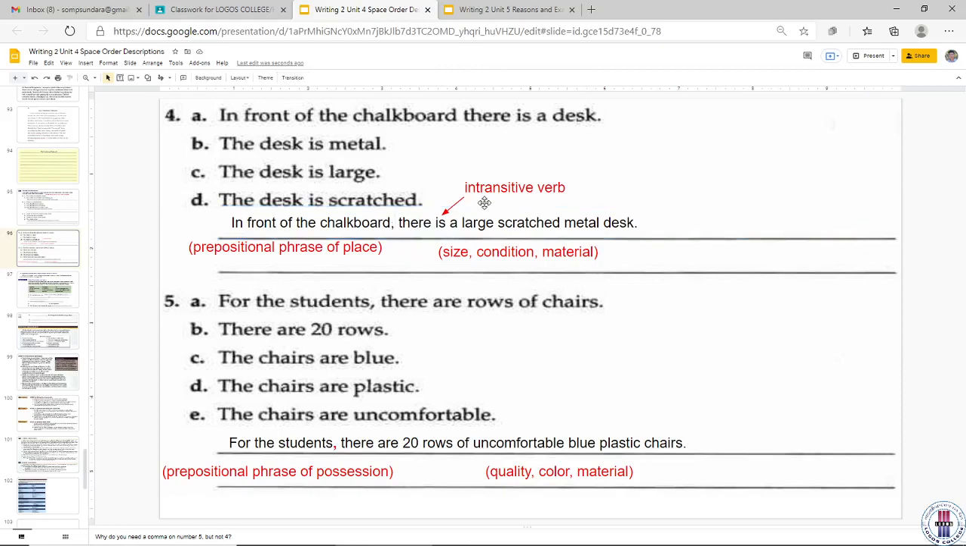So this is an intransitive verb, is. Prepositional phrase of place in the beginning, but because we use there is, there are, you must use a comma. We say large scratched metal desk because these are cumulative adjectives. You do not need a comma. And we say size before condition, before material.